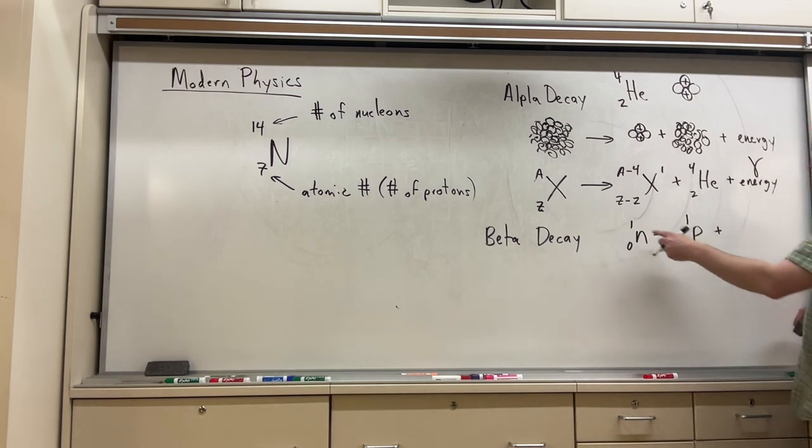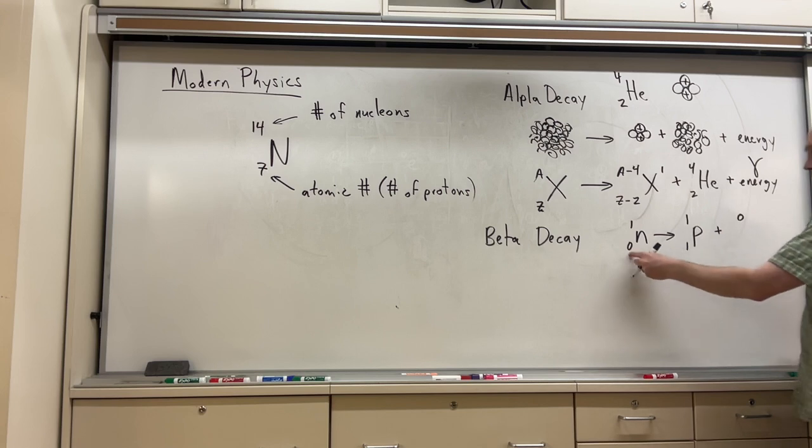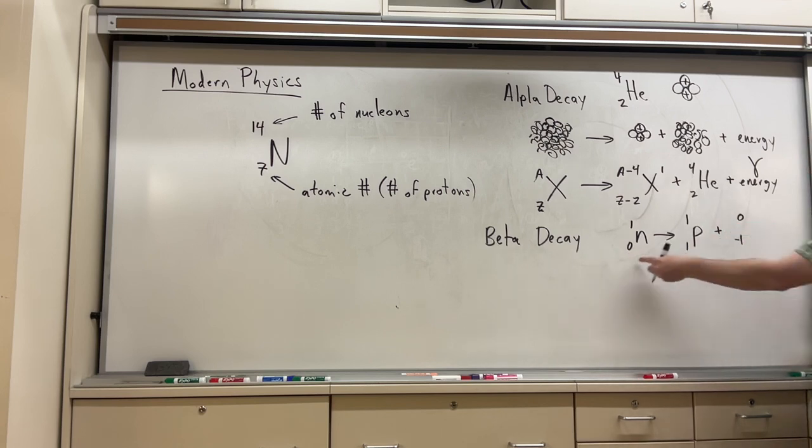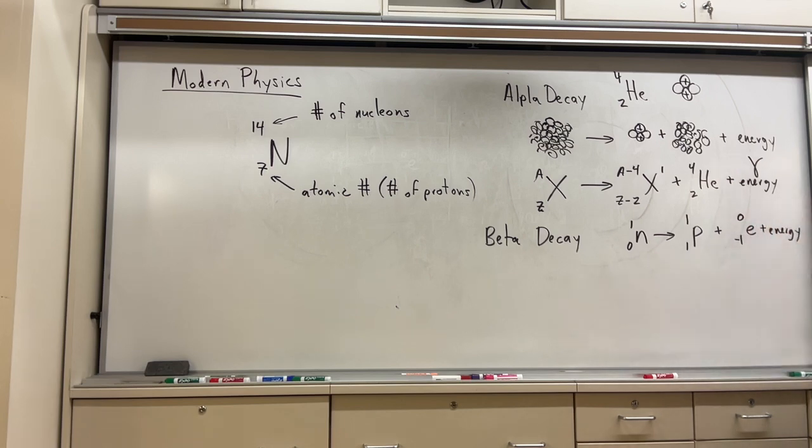plus, well, wait a second. If this is 1, this has to have nothing. If this is 0 and this is 1, this had better be -1. Well, guess what that is then? Oh yeah, that's going to be an electron, which is also a beta particle, plus some leftover energy. Okay, and again, you might see a neutrino.